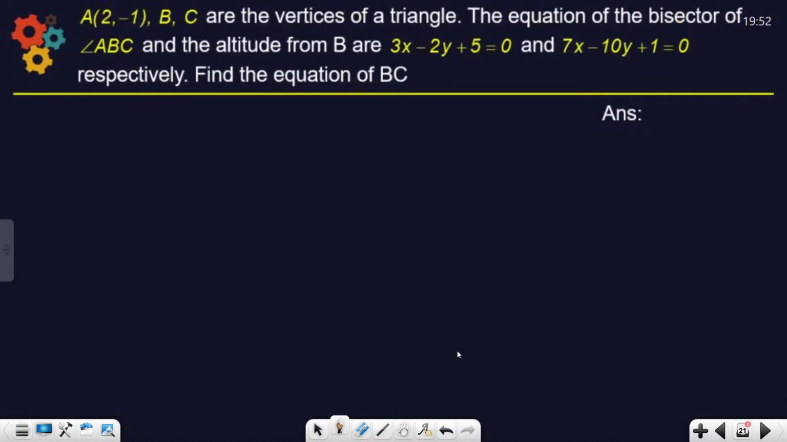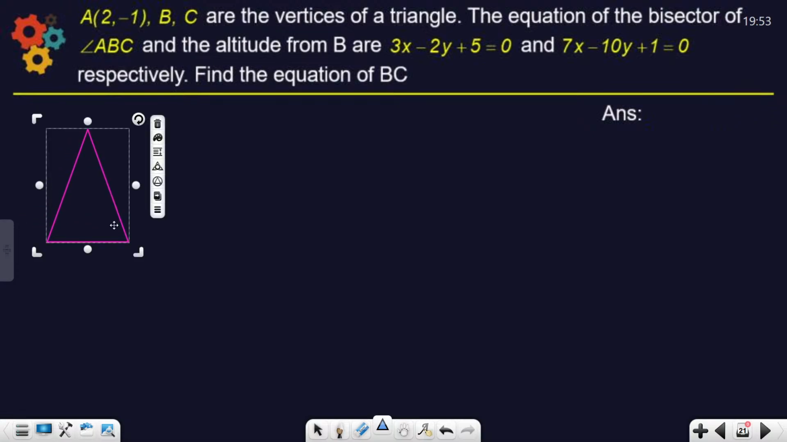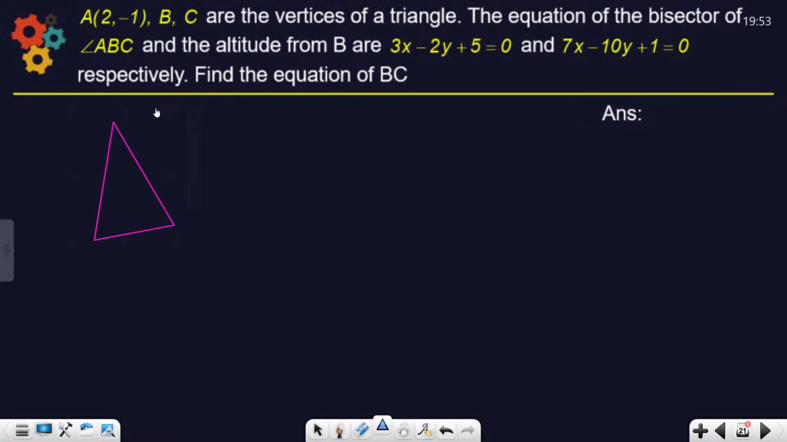So this question. The question is, A, B, C are the vertices of a triangle. Again, a triangle has been considered. Let me just draw a triangle first. Chalo, this is the triangle. Okay. And we are having A as (2, -1), B and C given.